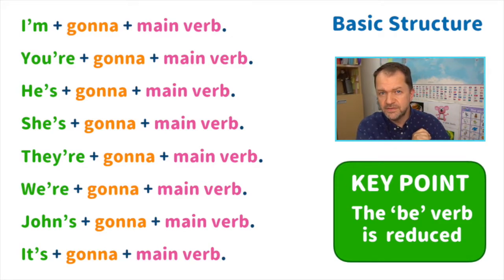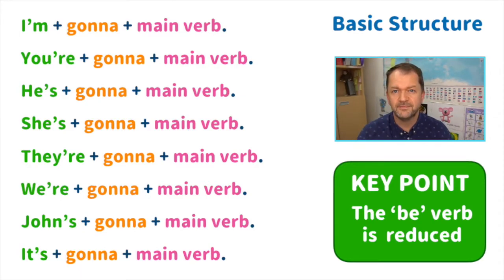The key point is, if you see down here, because this is a very casual way of speaking, the be verb is very often reduced. So you can say, I'm gonna, he's gonna, she's gonna, we're gonna, John's gonna. So it's the reduced and more casual form. Okay, for example, I'm gonna buy a book tomorrow.